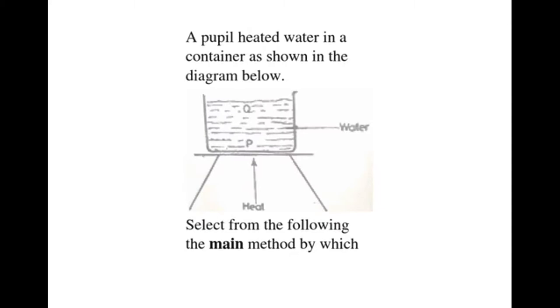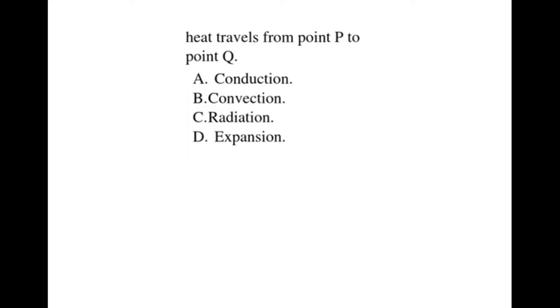A pupil heated water in a container as shown in the diagram below. We have water, Q, P, and then we have the source of heat. Select from the following the main method by which heat traveled from point P to point Q. Heat as a source of energy can be transferred from one point to another. So we have what you call heat transfer.